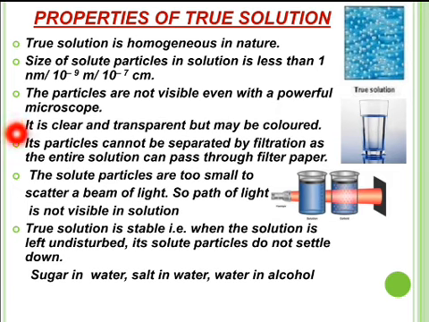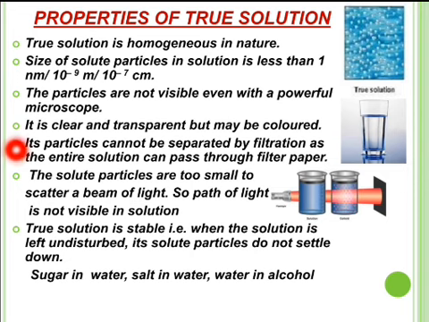It is clear and transparent, but may be colored. You have seen that sugar, when dissolved in water, forms a sugar solution. Common salt, when dissolved in water, forms a clear solution. Similarly, copper sulfate salt can be dissolved in water. It forms a clear solution. It is transparent, but it may be colored. So a true solution is normally clear and transparent, but can be colored. As you dissolve copper sulfate, which is blue in color, a blue colored solution is formed. So that is also an example of a true solution.